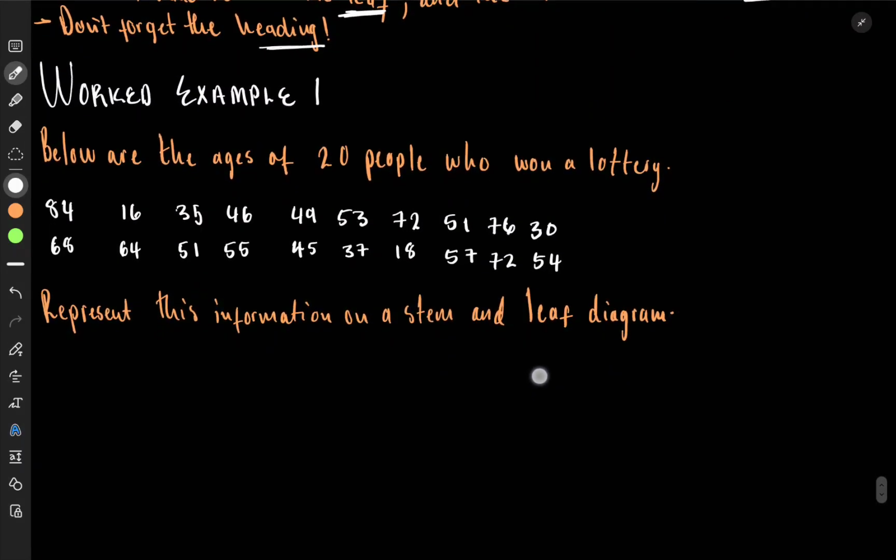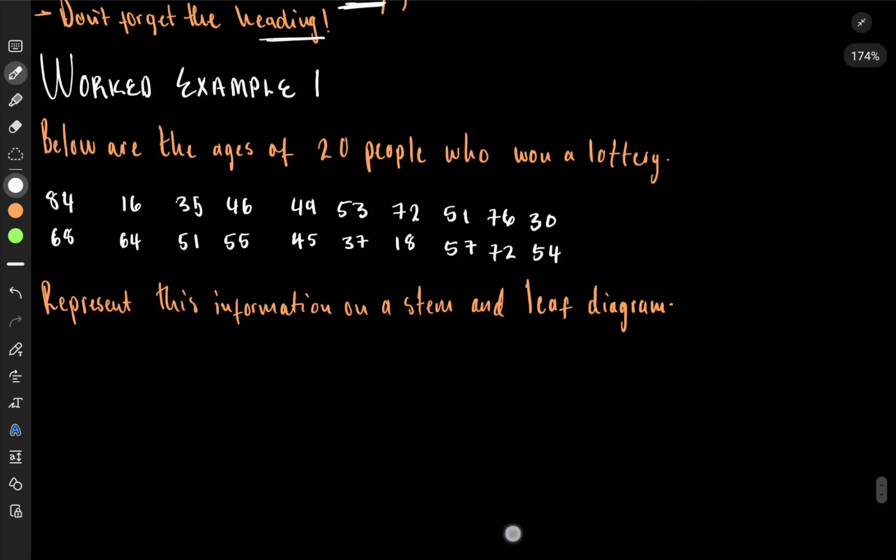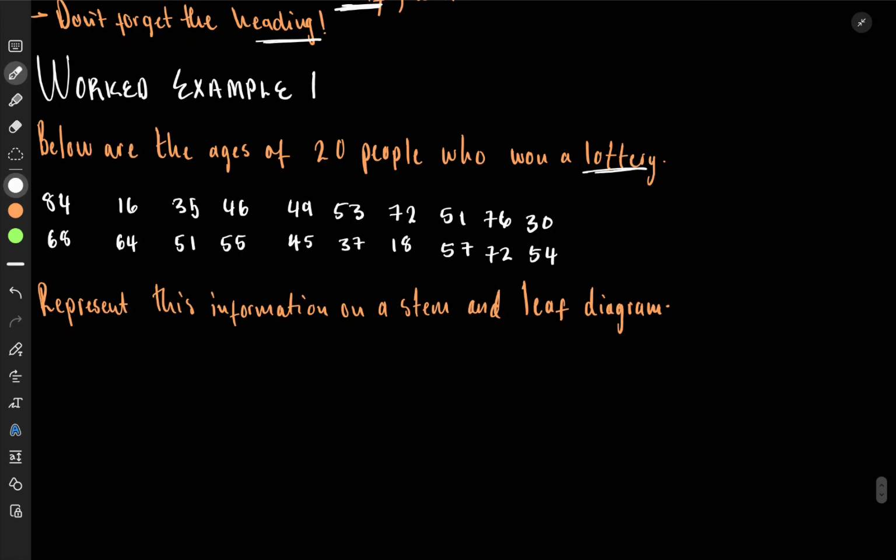Example 1: below are the ages of 20 people who won a lottery. Represent this information on a stem and leaf diagram. So we have 20 people. What I'm going to do is find the smallest value and the largest value. They always help me to know how to make my intervals. I can see the smallest is probably 16. Is there anything smaller than 16? I think not. And the largest looks to me like 84. The smallest is 16, so I can afford to make them tens.